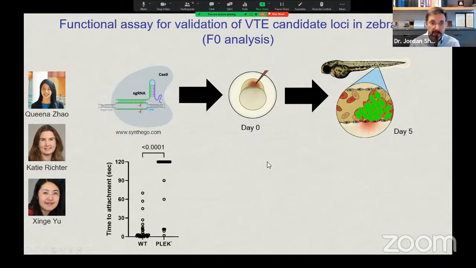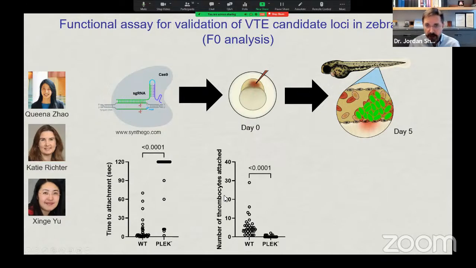And so one gene we looked at, PLEC. Normally when we do laser injury, this is a measure of how long it takes for the first thrombocyte to attach to the site of injury. And you can see in wild type or non-injected fish embryos, it happens pretty quickly, within just a few seconds. But when we knock down this PLEC gene, so we reduce the amount of PLEC, you can see here that most of them don't attach in a 2-minute period.